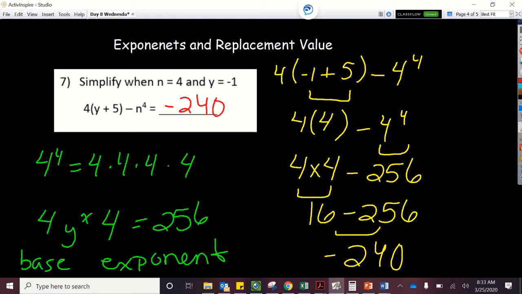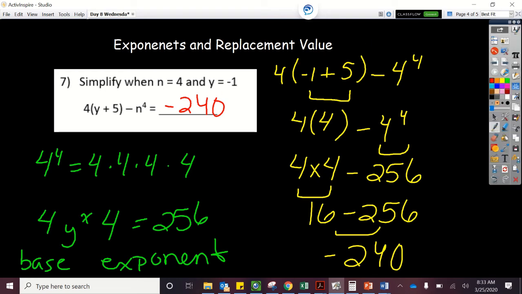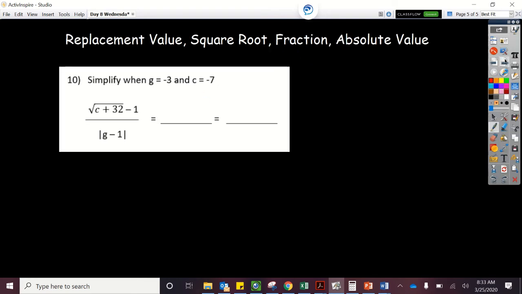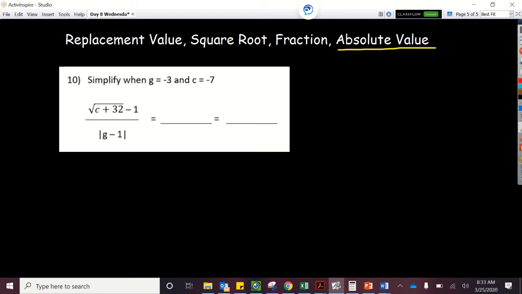So this did have replacement value, which most people did okay with, unless maybe you switched the n and the y value. The big thing here was focusing on the exponent. All right, number 10 is the last one I'm doing, and a lot of people had a hard time with this. And again, it actually kind of came down to either really the absolute value and making sure that you do everything with that properly, or the square root. So those were really the two things that kind of tripped people up the most.